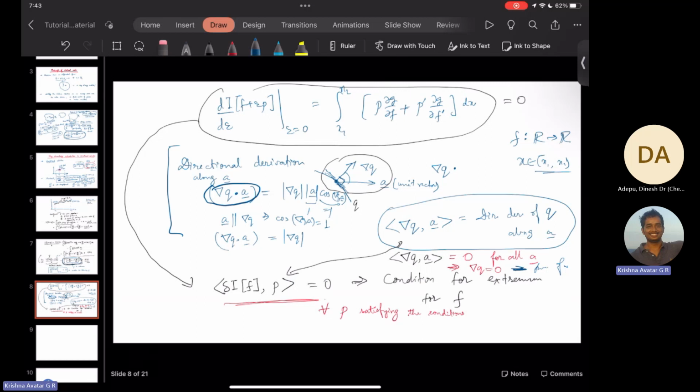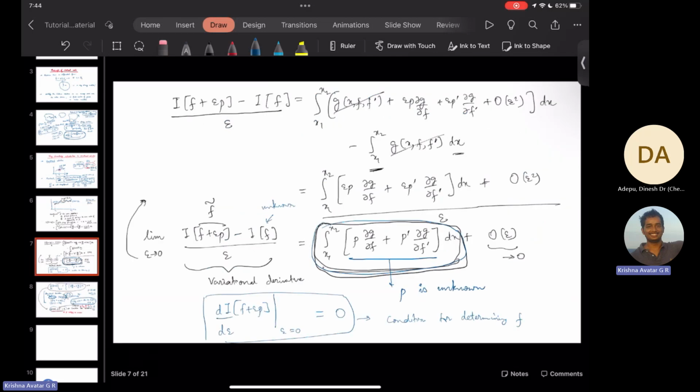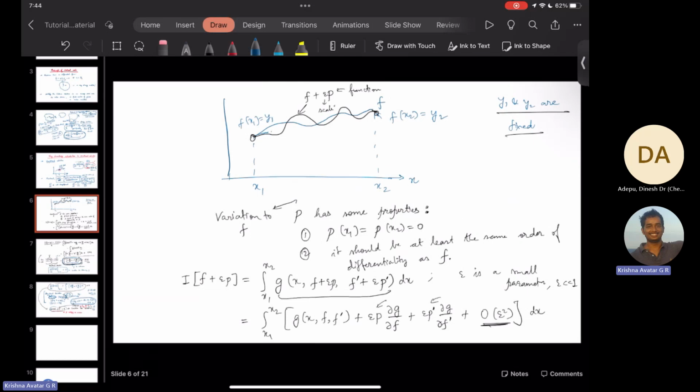And I will come to that now, just extending this idea to here. Now what we see is, if the variation of I at some function f for any p happens to be zero, then it gives us the condition for extremum, which is f. And this should be for all p satisfying certain conditions. Here p cannot be arbitrary. Why? Because p had to satisfy these two conditions, right? The first one is the most important, in the sense that at the endpoints it should take the value of zero.